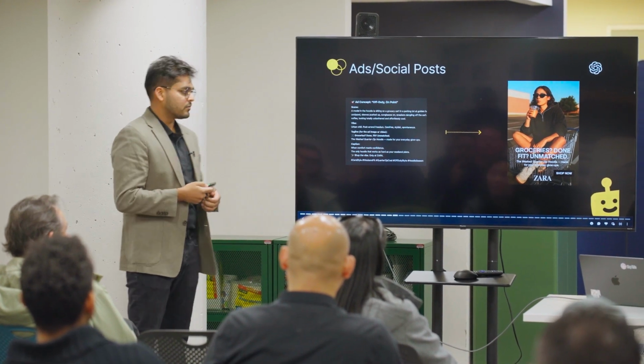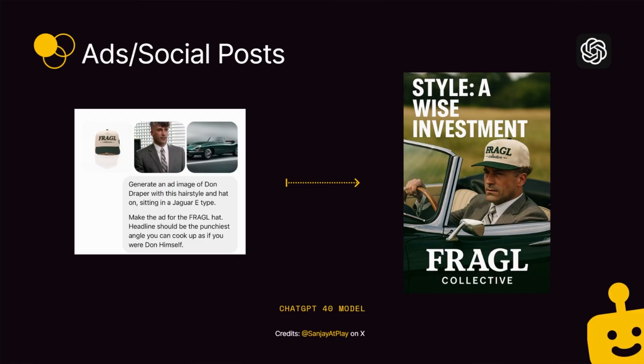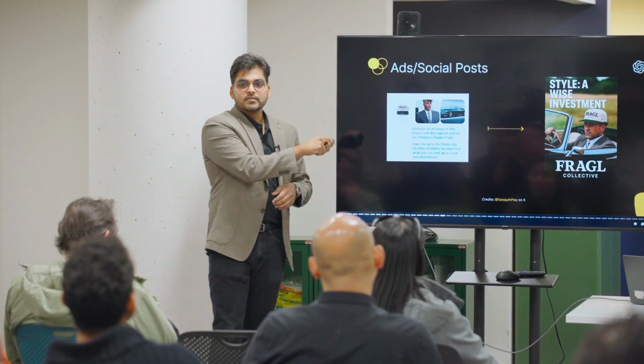LinkedIn, and other platforms. Here's what I noticed some other people are doing in terms of creating these images. So this is not my example. This is user Sanjay at Play on X. So what they did, they combined these images. So there's a product image, then we have a Mad Men guy, then we have a nice car. And then the prompt here is, generate an ad of Don Draper with the hairstyle and hat on, sitting in the Jaguar E-Type, make the ad for Fragile Hat. Headline should be the punchiest angle you can cook up if you were Don himself. This is the ad it generated.